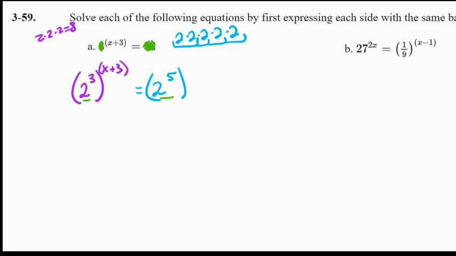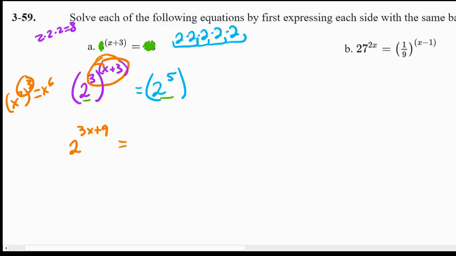So to solve this, because I'm looking for x, I'm going to use my power rule. When I have a power of a power, I multiply them. So just like if I have x squared to the power of 3, that would be x to the power of 6 because I multiply them. I'm doing the same thing here, and it becomes 2 to the power of 3x plus 9, because I'm distributing that, equals 2 to the power of 5.